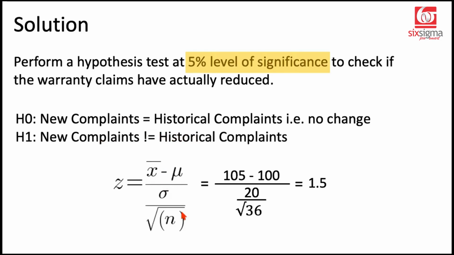Test statistic remains the same. So we will do the calculations, plugging in all the values. 105 is your sample average, 100 is your historical average, 20 is your population standard deviation. You have 36 samples. If you do this calculation, you'll get the Z value 1.5. Now, how does this look visually?